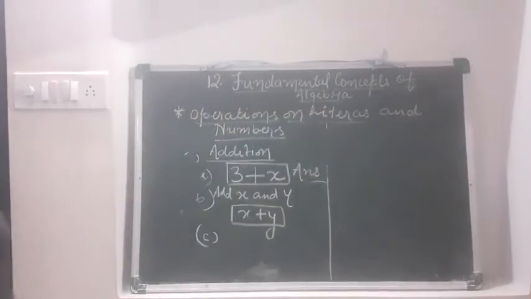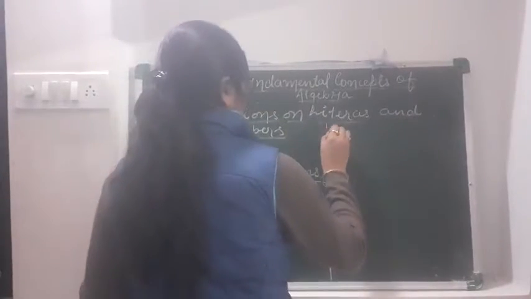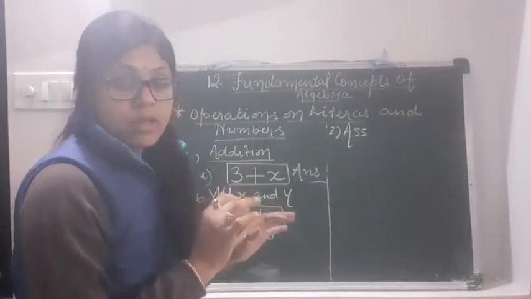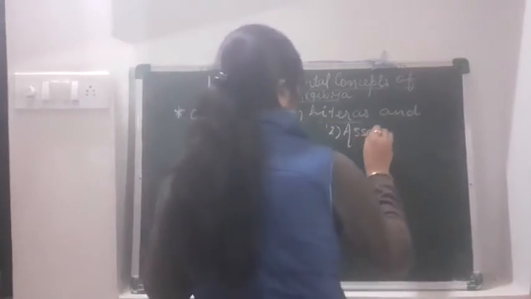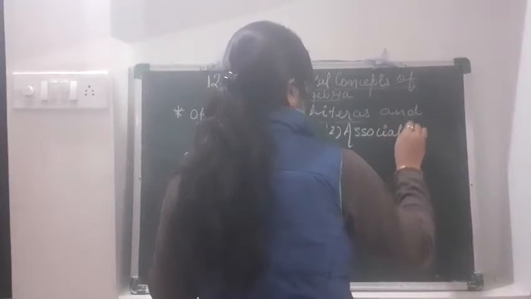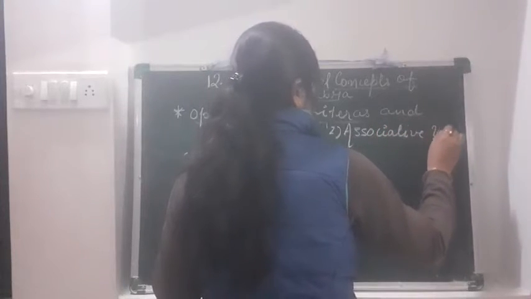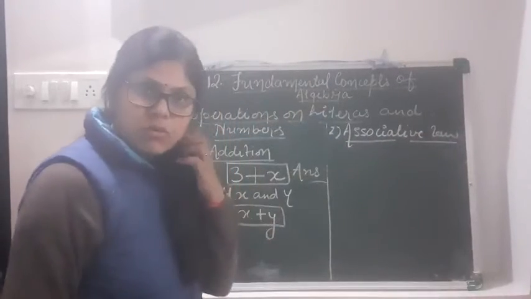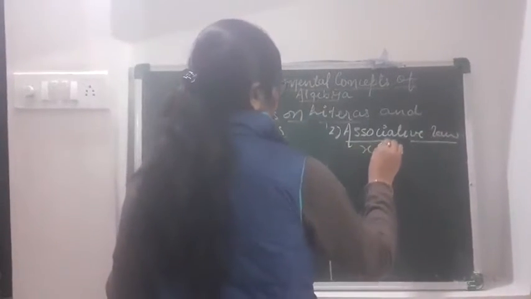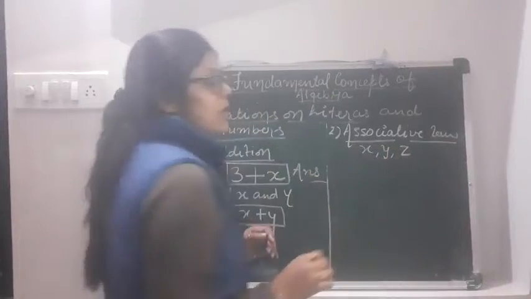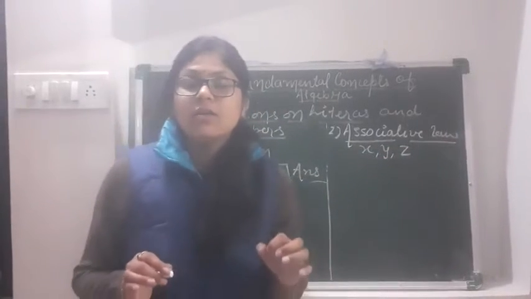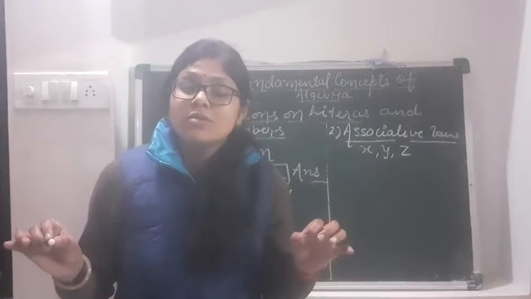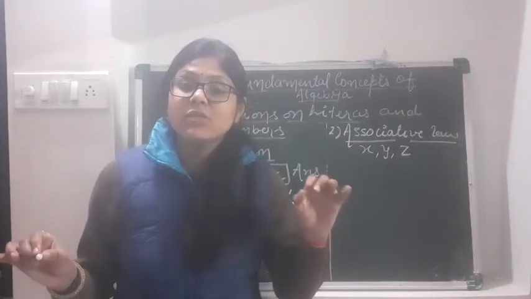if we talk about associative law. You don't have to forget this. This is very important. Associative. What was there in associative law? If three numbers are given, x, y and z. We are taking that the numbers are x, y, z.